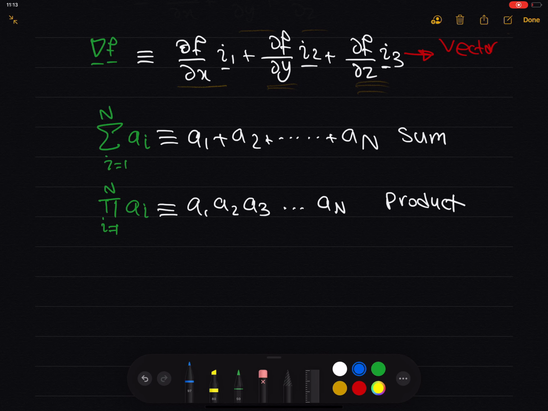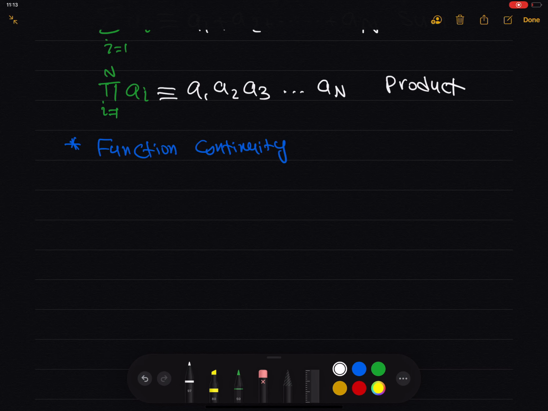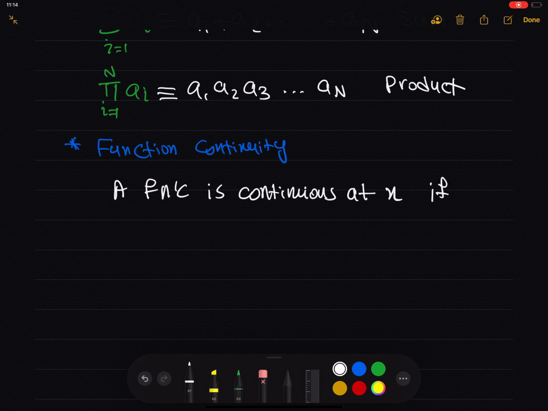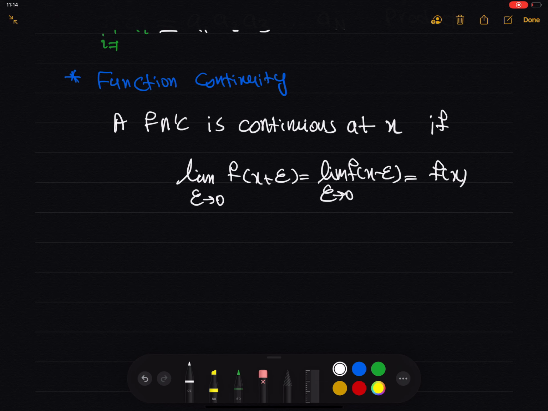And the other concept I want to define is what we call function continuity. We define a function to be continuous at x if it satisfies this condition: if the limit as epsilon goes to 0 of f(x plus epsilon) equals the limit as epsilon goes to 0 of f(x minus epsilon) equals f(x). Okay, so if this condition is satisfied, then we can say that this function is continuous.